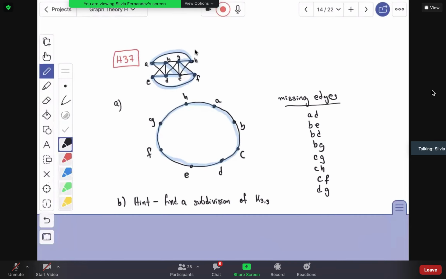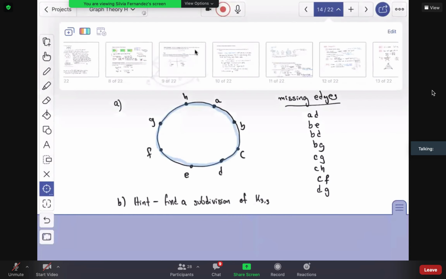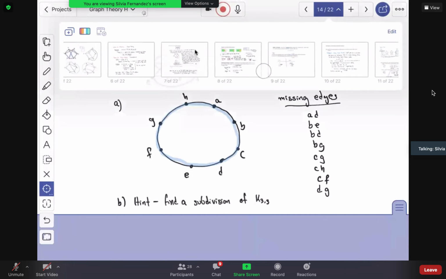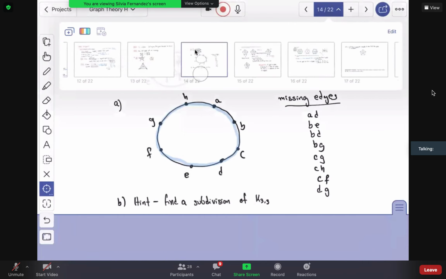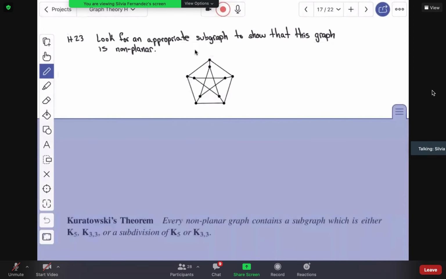Maybe what we can do is go to another example where you find a subdivision of K33. You want to do that? So let's see. I think the interesting graph was in some place. Or this one. Yeah, like that one, for example. Again, in this one, I'm going to find a subdivision of K33.